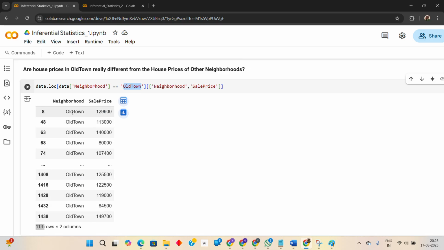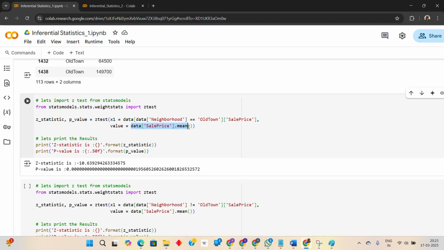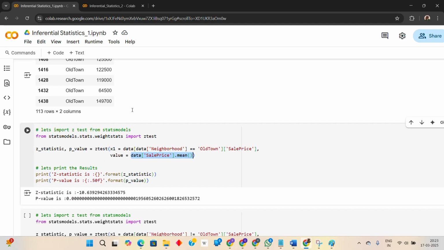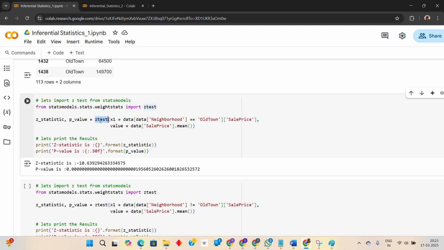Okay, I took the house price of only Old Town, and then I am checking it against the overall mean of the remaining neighborhoods. This is the formula of the z-test in Python. If you pass the data condition and then the value, you will get the z-statistic and p-value directly. Here the z-statistic is -10. What is really important here is the p-value.